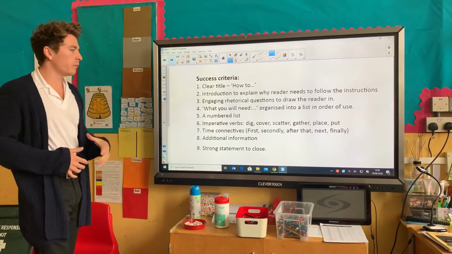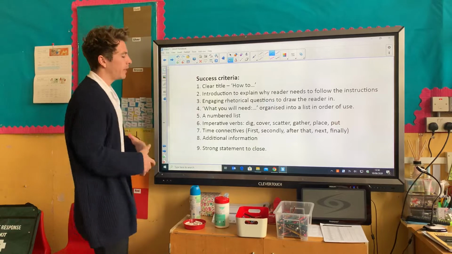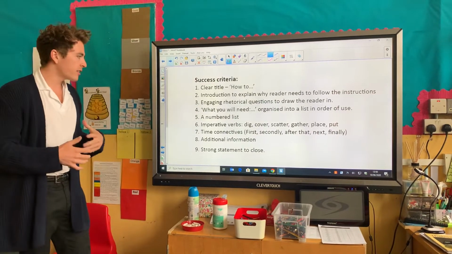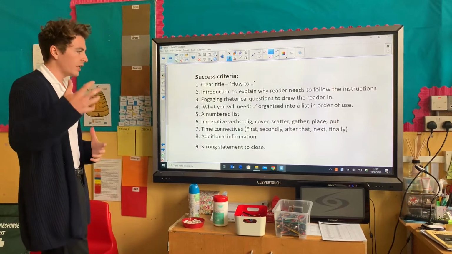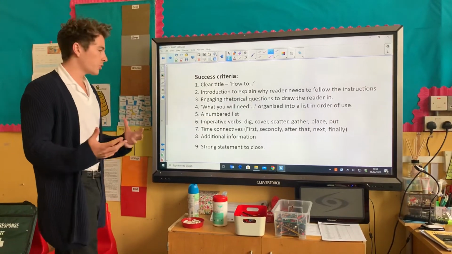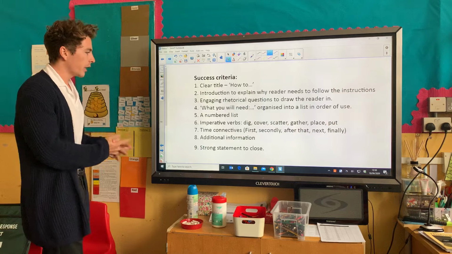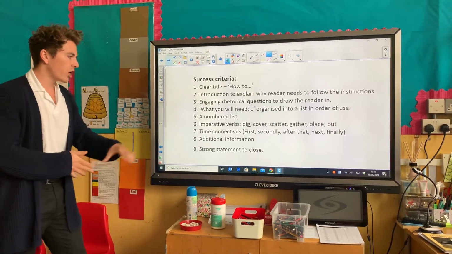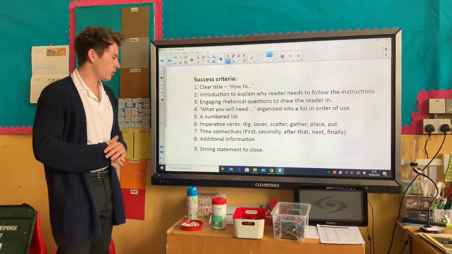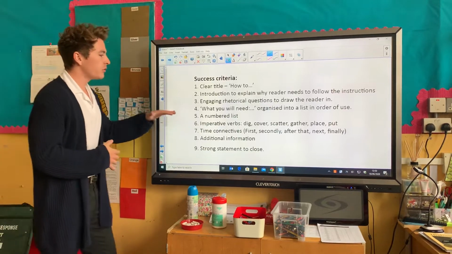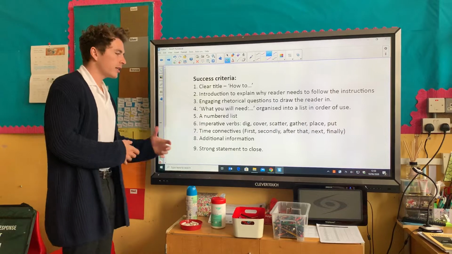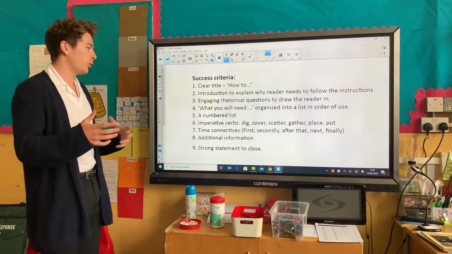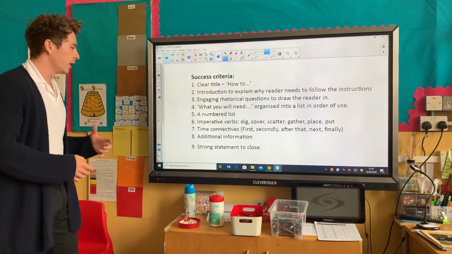Next, with your equipment, you can title that as a subheading, which you're going to use to organise your writing, what you will need, and we've got our colon, and then you can use a list to list what the person will need in order to capture their ogre. Okay? Next is your action instructions, and this can be a numbered list. Okay? Imperative verbs are very important in instructions because you're telling them what to do. Are they going to dig, cover, scatter, gather, place, put, and make them powerful, okay?